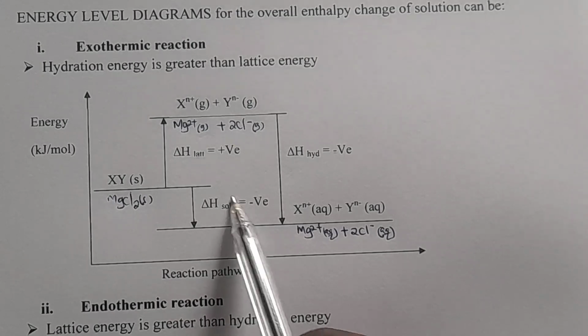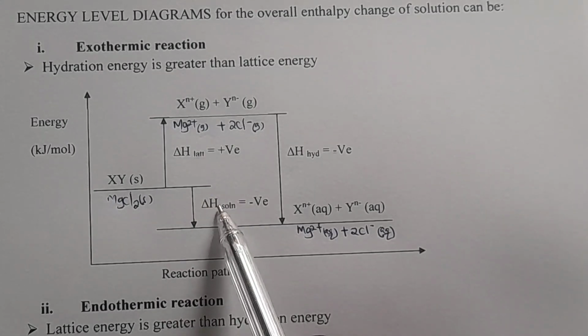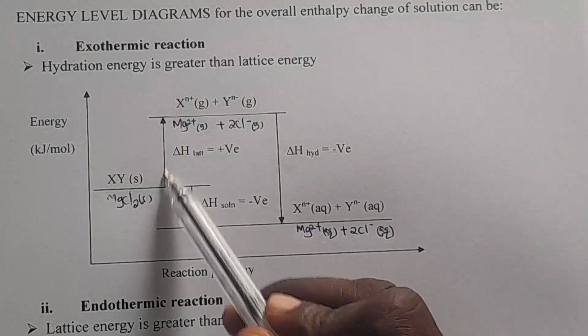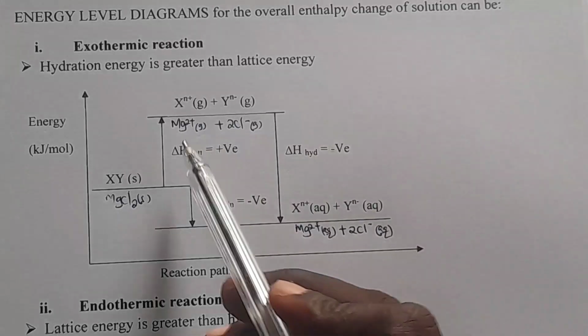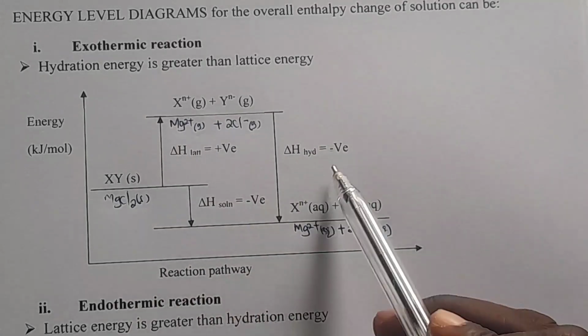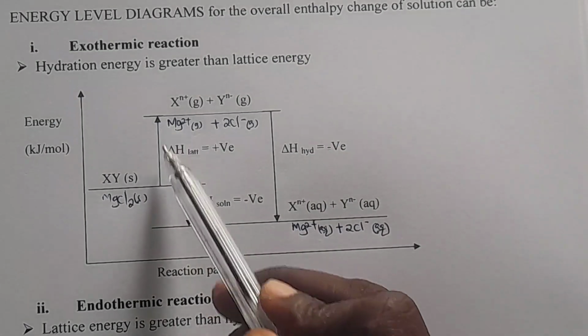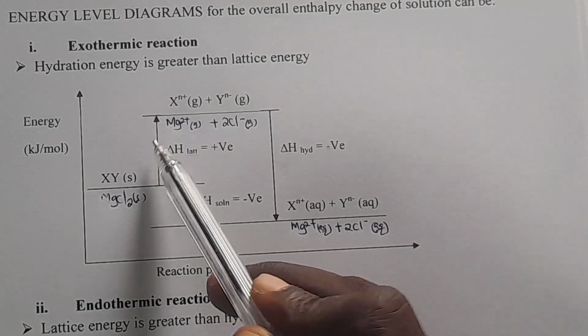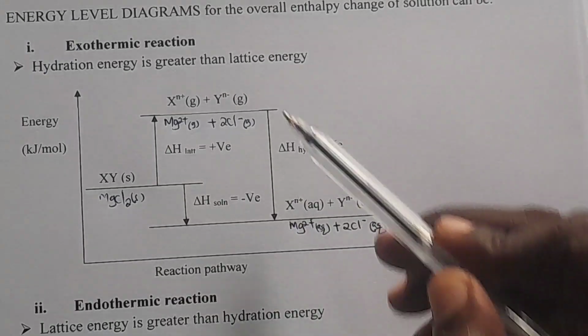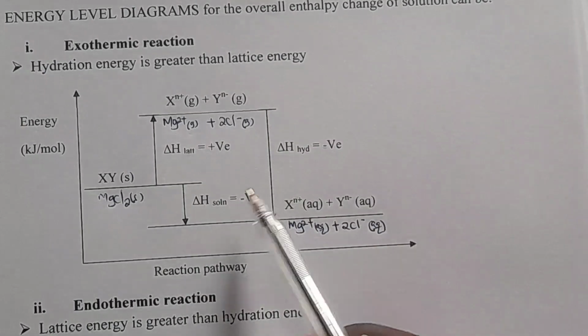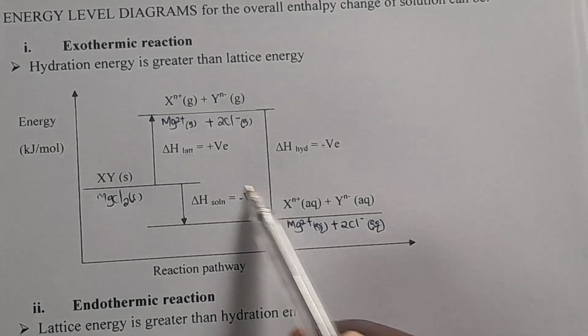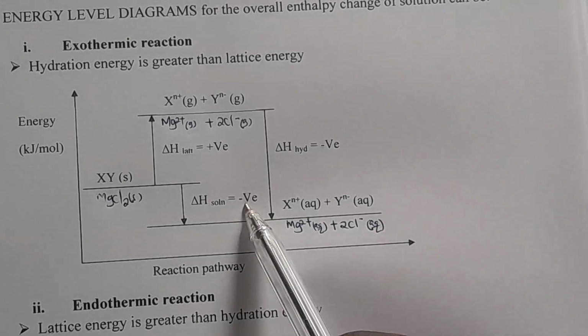Now, how do you get the enthalpy of solution? Enthalpy of solution will be gotten by lattice energy plus hydration energy. In our case, lattice energy is positive, but hydration energy is negative. And if you check, lattice energy is smaller. So that means hydration energy, which was negative, is now greater. That means it leads to a negative enthalpy of solution.